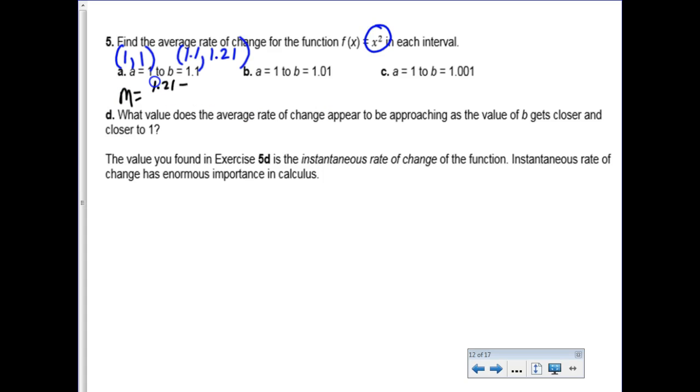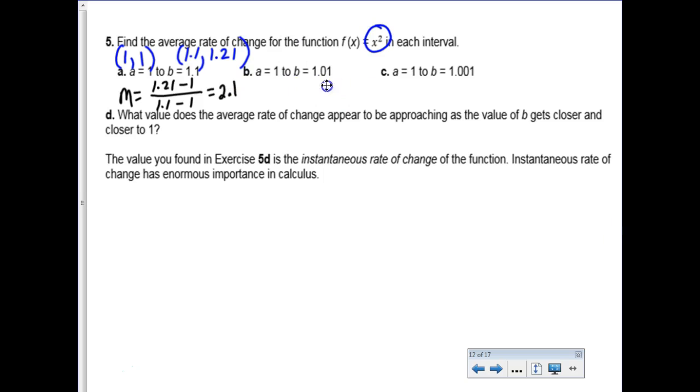So let's go calculate some average rate of change here, y'all. 1.21 minus 1 over 1.1 minus 1. My rule is if there's a decimal involved, I don't do an ounce of math in my head, because I ruin it every time, so please calculate this. Is it 2.1? Okay.